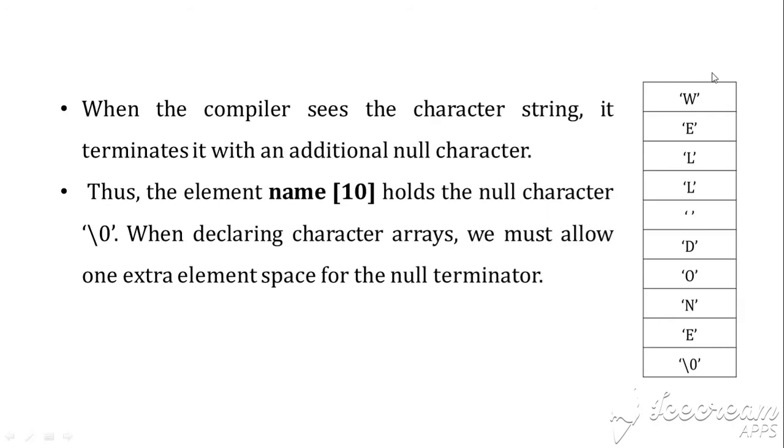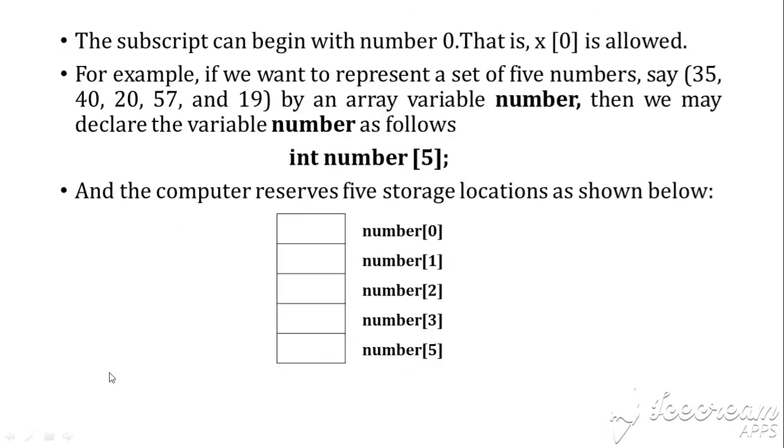So this is how the layout would look like. So an array always begins with the 0th location. Therefore, it would go to the 9th location in the last. 0, 1, 2, 3, 4, 5, 6, 7, 8, 9. So your W gets stored at name of 0, E at name of 1, L at name of 2, and the last location which you would see is what is called the null character. When you come to strings, the last location is always the null character which terminates a particular string.